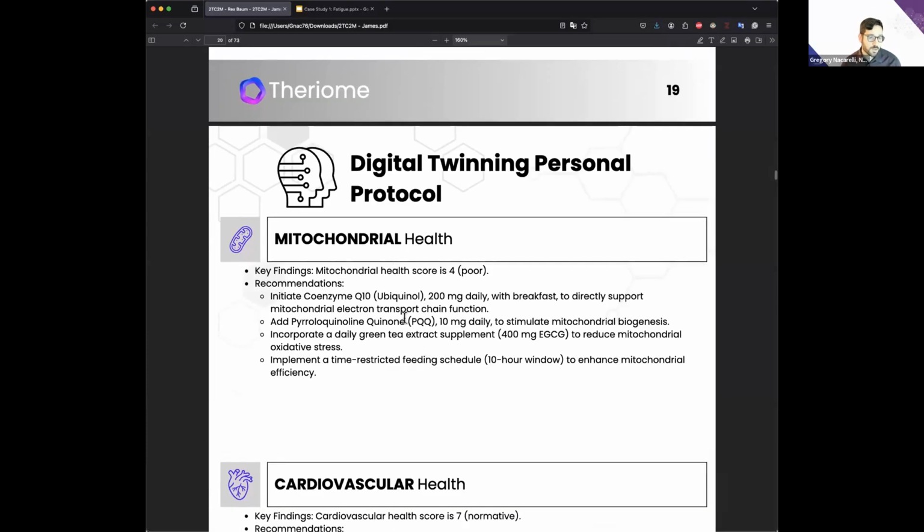Mitochondrial health, so big ones we need to do. CoQ10, I showed in those studies that could help with mitochondrial dysfunction. The digital twinning identified that he should be initiating this, so 200 milligrams daily of ubiquinol, adding PQQ, which is an even stronger antioxidant than CoQ10 and will help keep CoQ10 reduced for usage. So add PQQ, a daily green tea supplement, 400 milligrams EGCG, and then time-restricted eating. This is going to help with the weight loss in addition to helping with mitochondrial health and metabolic regulation.